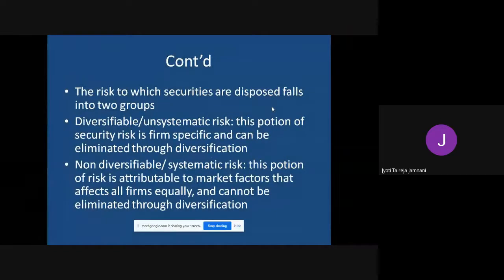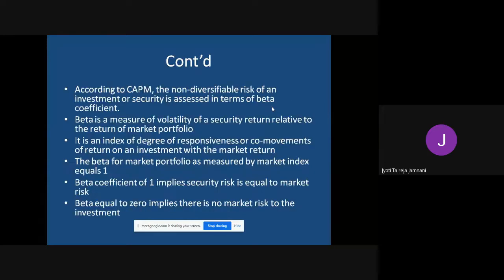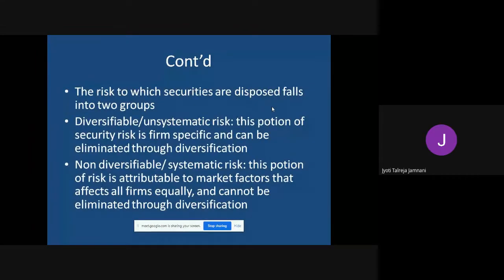Then the risk to which securities are exposed falls into two groups. Now this is important to understand for the CAPM model. We have two types of risk. One is diversifiable and the other is non-diversifiable. Diversifiable risk is unsystematic risk. Actually, it is the risk of the firm.